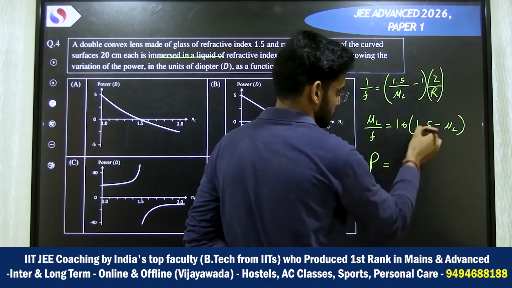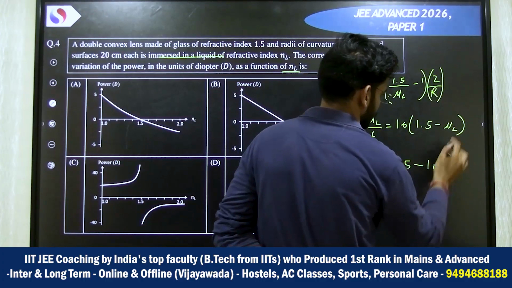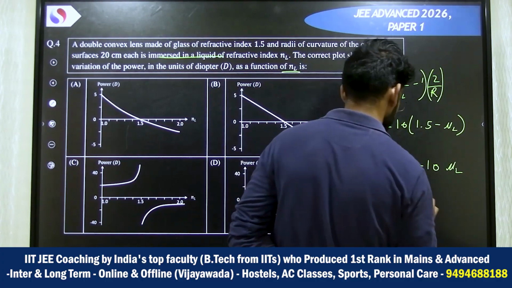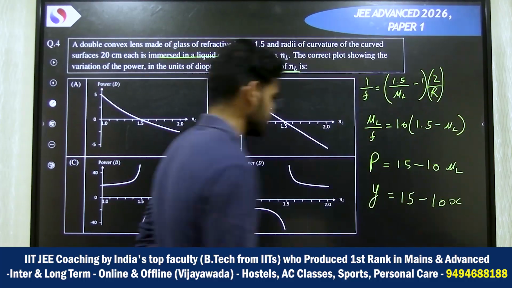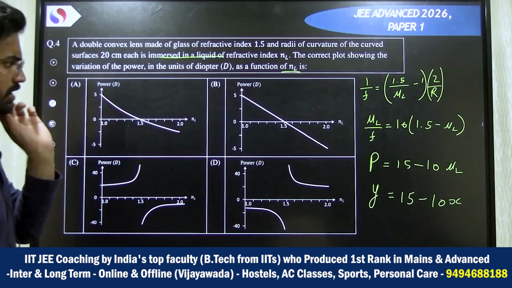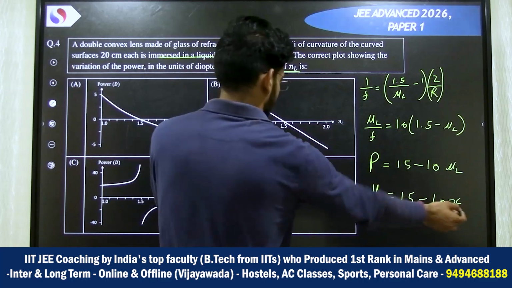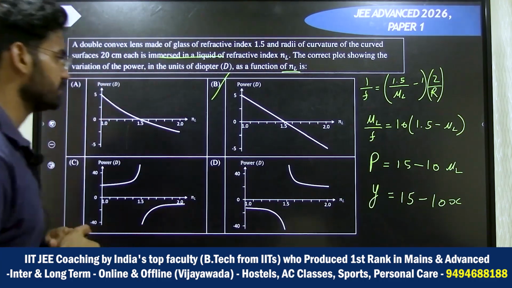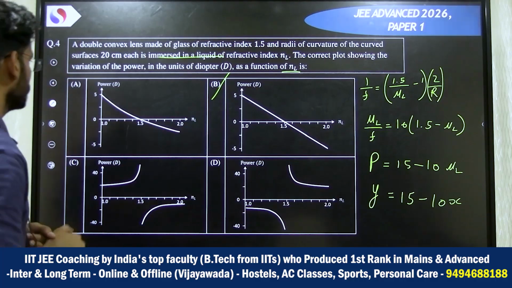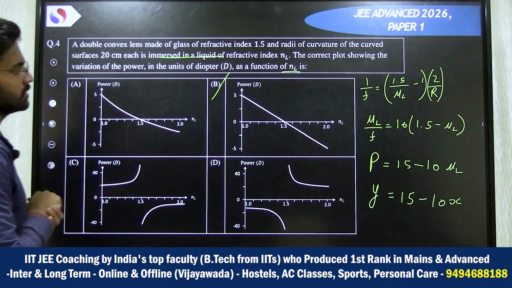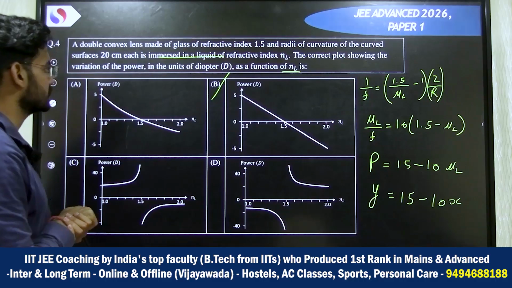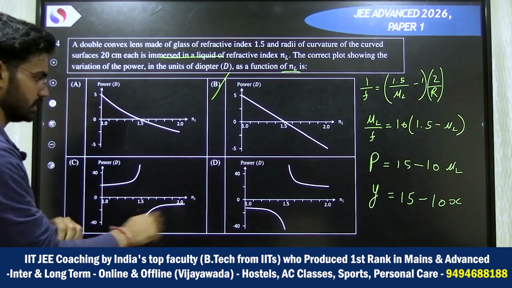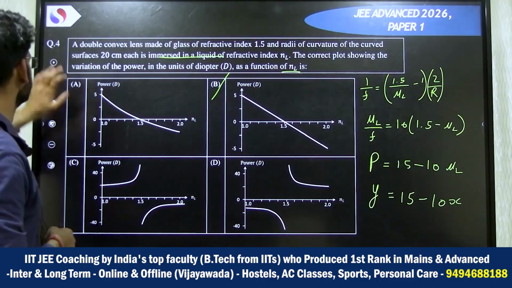Wait for official answers. So 15 minus 10 into mu L, with mu L on the x-axis. So this is something like y equals 15 minus 10x, okay? Straight line. And if you put x as 1.5, this will come 0, okay? So B option is okay. But if you consider that 1 by f is there, then A option will match, okay? Let's see the official answers, but for the time being we can keep B option. Got it? C and D there is no chance. Let's see. Next.